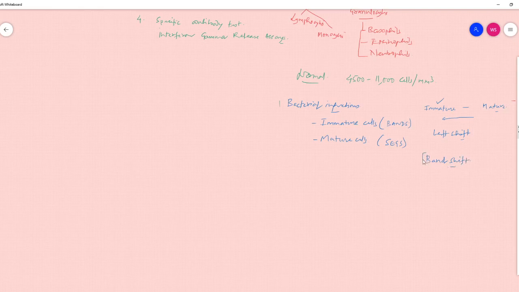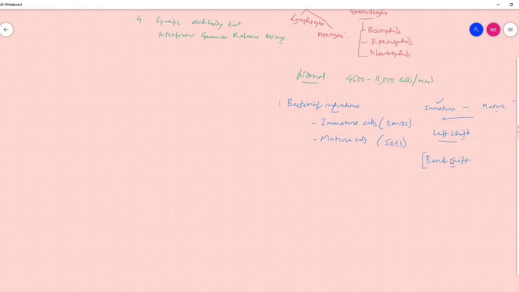Okay, so a band shift, if it is seen, gives us an idea that there might be an infection. Immature cells, a left shift, a band shift, tells us there is a bacterial infection.